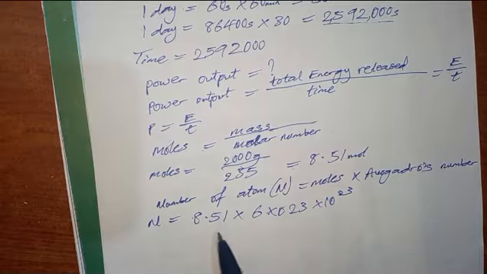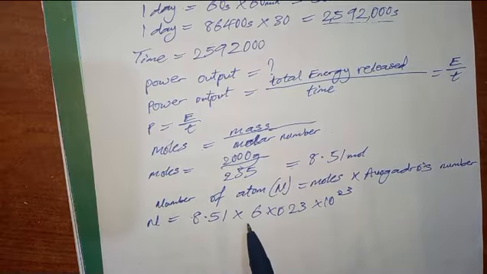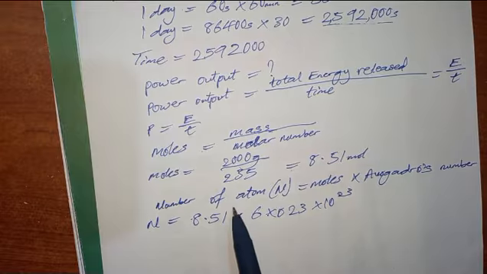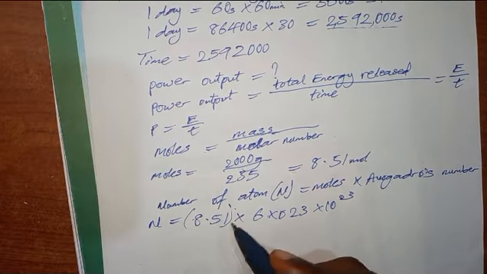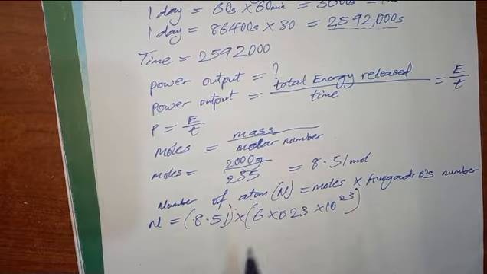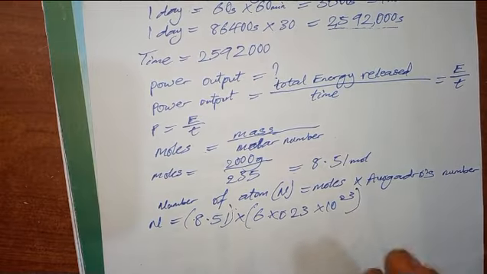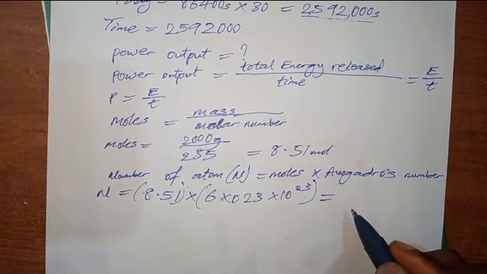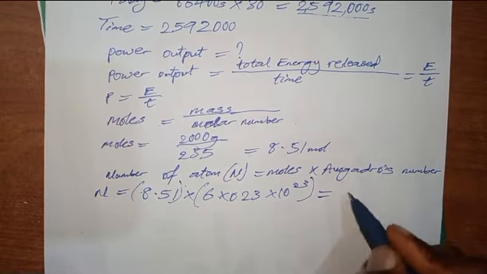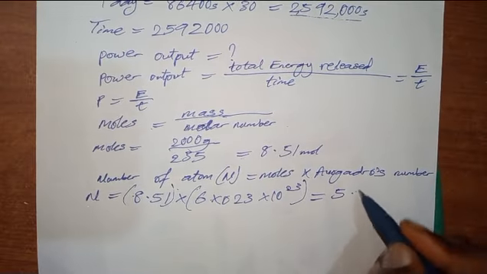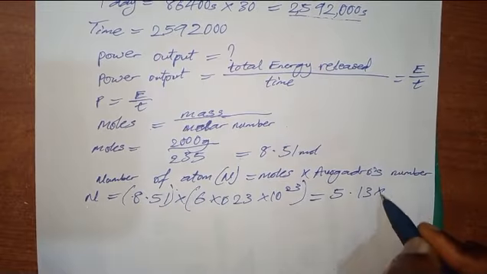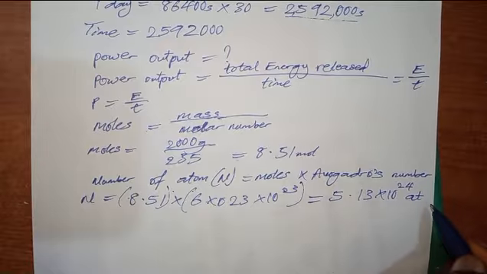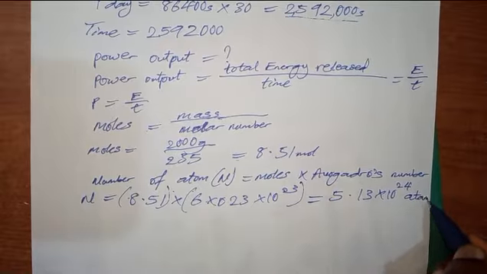If you calculate this, for you not to have a wrong answer or make a mistake while calculating, you can put this in bracket and this in bracket before calculating. So this times this will give you the answer, which is 5.13 times 10 raised to power 24 atoms. You are looking for number of atoms, so you need to put the units very well.